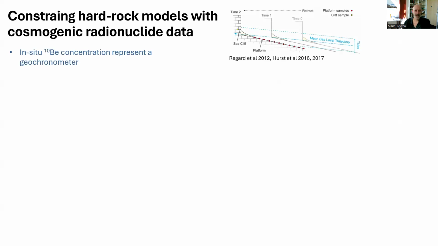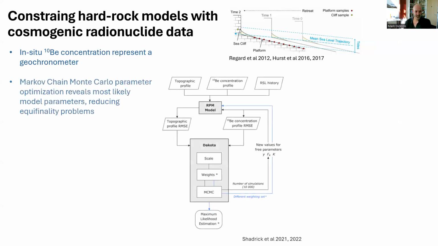I think a very promising development within this field are attempts to constrain hard rock coastal evolution models with cosmogenic radionuclide data. So following the work of Ragard and Hurst, we know now that we can use in situ cosmogenic radionuclides like beryllium-10, for example, as a geochronometer of coastal landform development through time. I knew I was going to have problems saying that word. A chronological measure of retreat over millions of years.